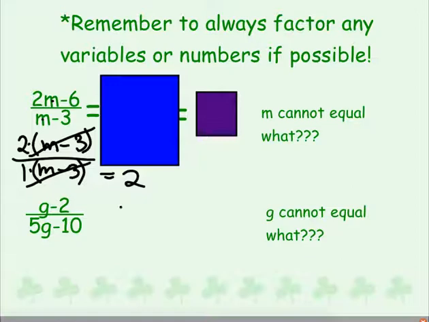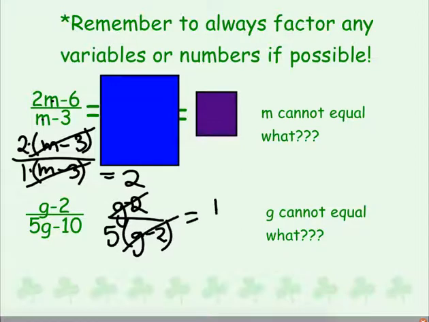For the second one, I'm going to do something similar and factor the denominator now. I factor out a 5 to get g minus 2, meaning I can get rid of the g minus 2 and I am left with 1/5. g can be anything.